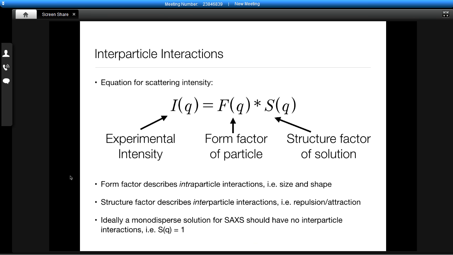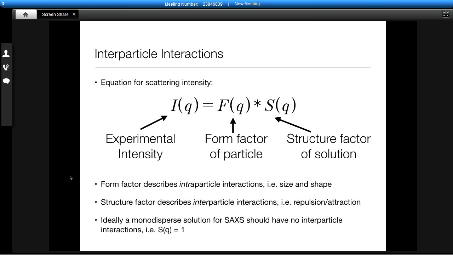So there's a basic equation when it comes to what you're actually recording on your detector for the scattering intensity. The scattering intensity that you record is equal to the form factor of the particle, F, times the structure factor of the solution, S. The form factor describes the intraparticle interactions, sort of the atomic distances within the molecular envelope, and so that can give you information about the size and shape of your particle, whereas the structure factor describes interparticle interactions. So if you've got repulsion or attraction in your solution state, then that's actually going to contribute to your intensity.